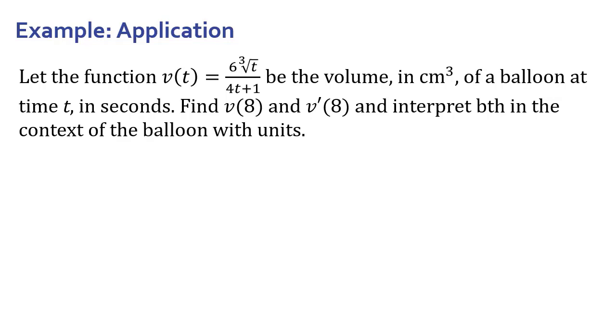Okay, so v of 8, all that means is you're just substituting the 8 in for t in v. So that's going to be 6 times the cube root of 8 all over 4 times 8 plus 1. So the cube root of 8 is 2, all over 32 plus 1. So I end up getting 12 over 33. And then our units are going to be centimeters cubed, because v spits out the volume in terms of centimeters cubed. So what does this mean?